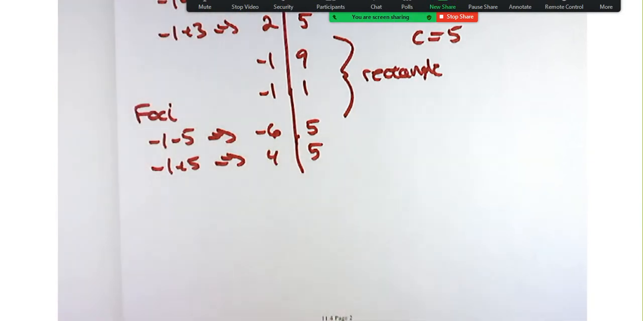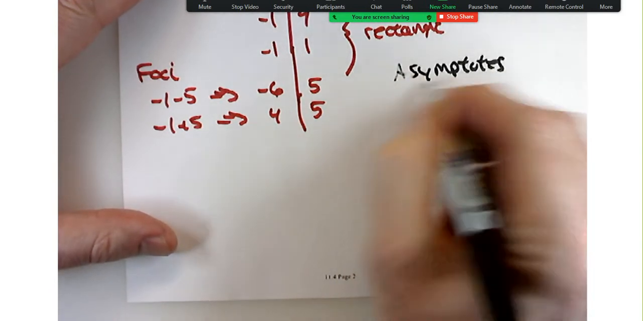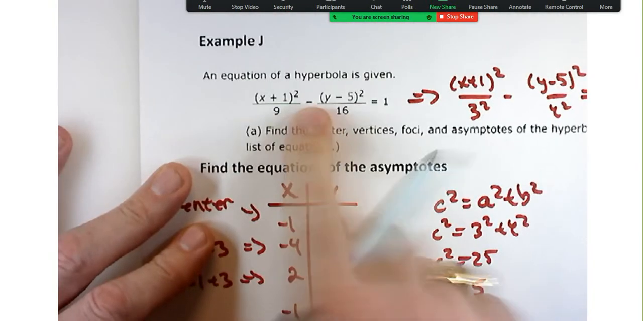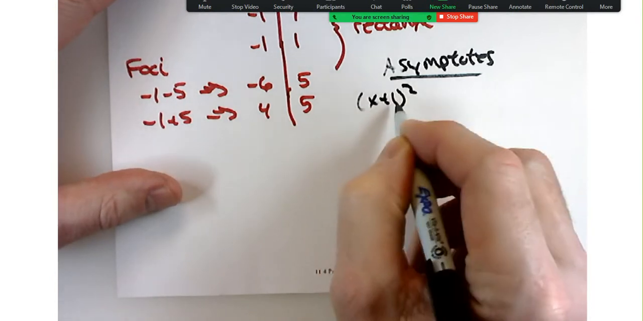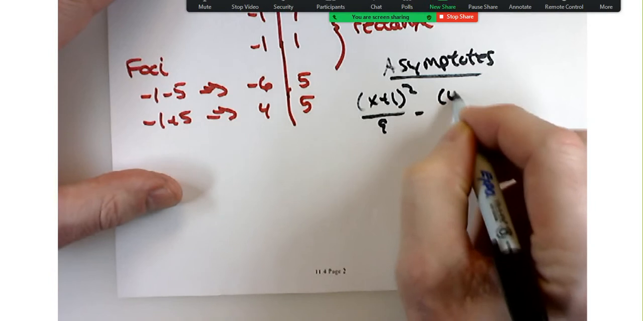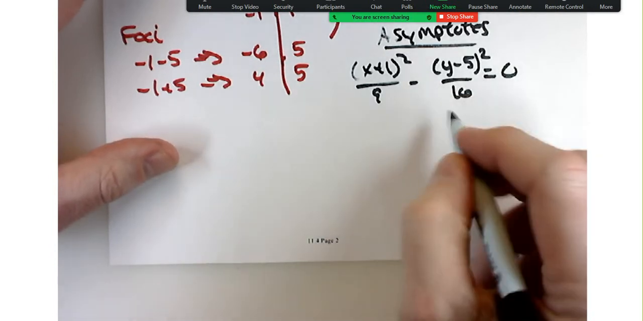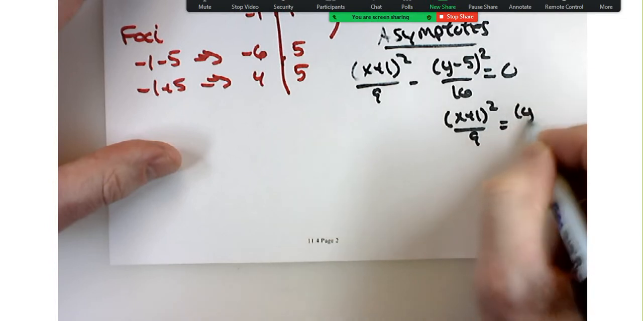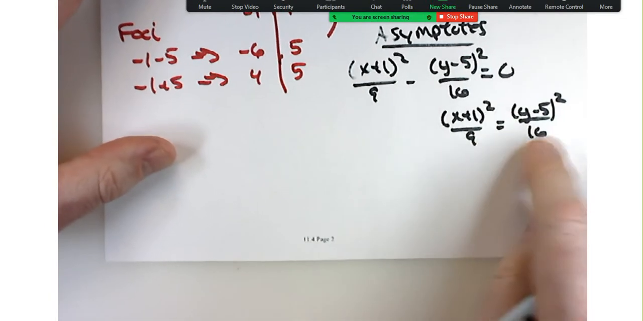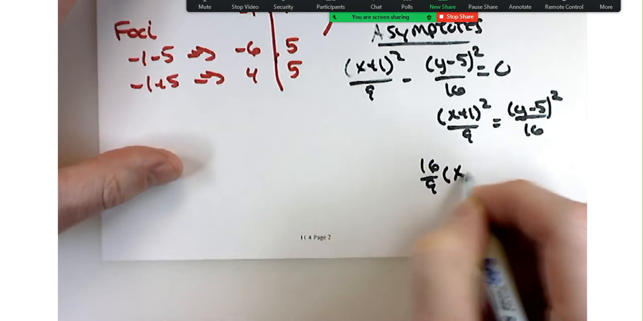And my little trick from section 11.3 still works here. For asymptotes, we're going to replace the 1 by a 0 and then just solve for y. So (x plus 1) squared over 9 minus (y minus 5) squared over 16 equals 0. Move that to the other side. (x plus 1) squared over 9 equals (y minus 5) squared over 16. I would multiply both sides by 16 and get this.